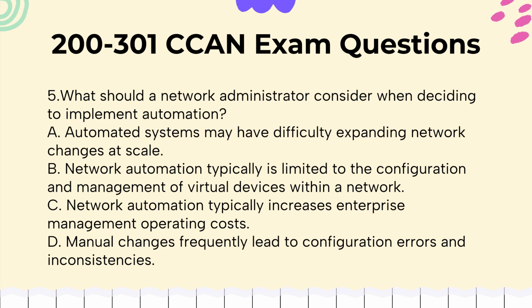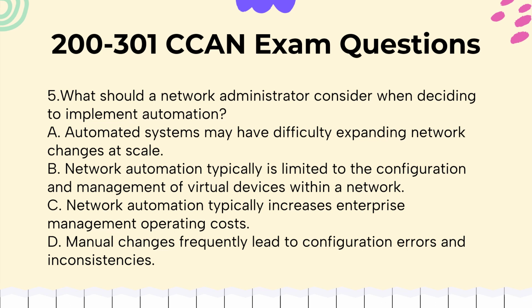B. Network automation is not typically limited to virtual devices within a network. It can involve automation of various tasks across both physical and virtual network devices. C. Network automation can actually reduce operating costs in the long term by improving efficiency, reducing manual labor, and minimizing errors. While there may be initial costs associated with implementing automation solutions, the benefits often outweigh these costs in terms of increased productivity and reduced downtime.